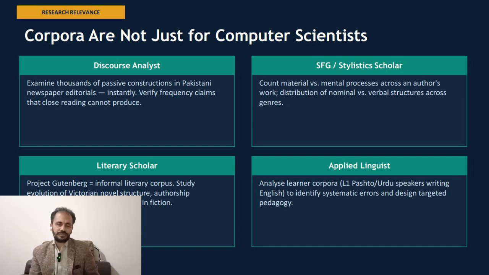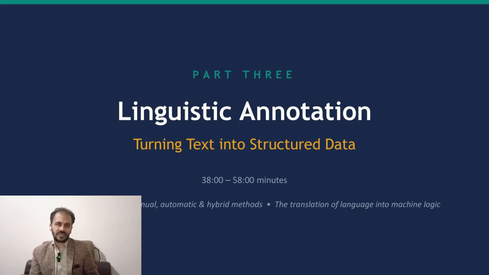Now let's come to part 3, linguistic annotation, turning text into structured data. A raw text corpus contains language in its natural form, just words and sentences as they appear in the original source. But language is deeply structured. Every word belongs to a particular grammatical category, and every sentence has a syntactic structure. Words carry meanings, and there are different tags connected to these words. None of this structure is visible to a computer unless we mark it explicitly.